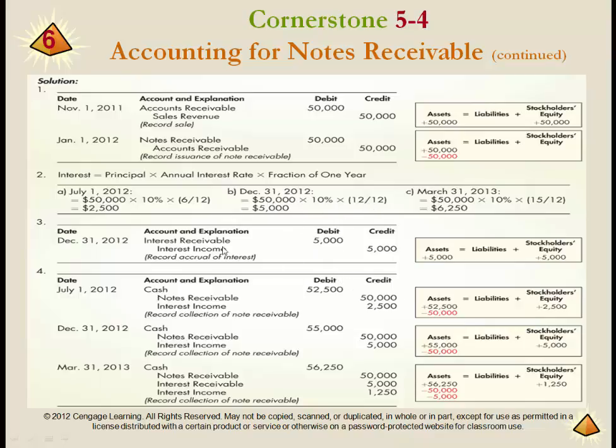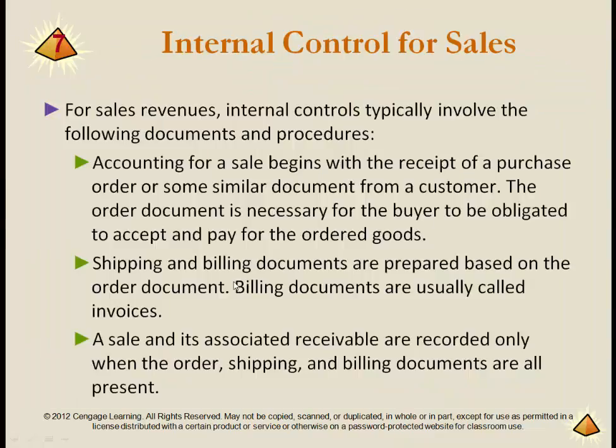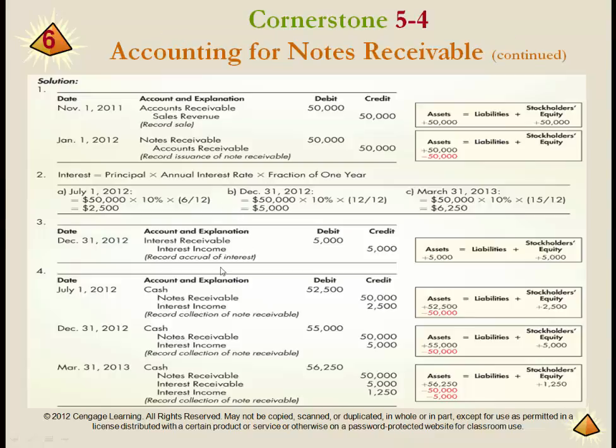That's similar to what we just talked about. And here it is for half a year, 250. And they have interest receivable and interest income. And then down here you have cash, notes receivable and interest income when they pay. And they have cash, notes receivable and interest income when they pay at the end of the year. So these are two different transactions. And then here's this last one. And you can just follow exactly what happened.